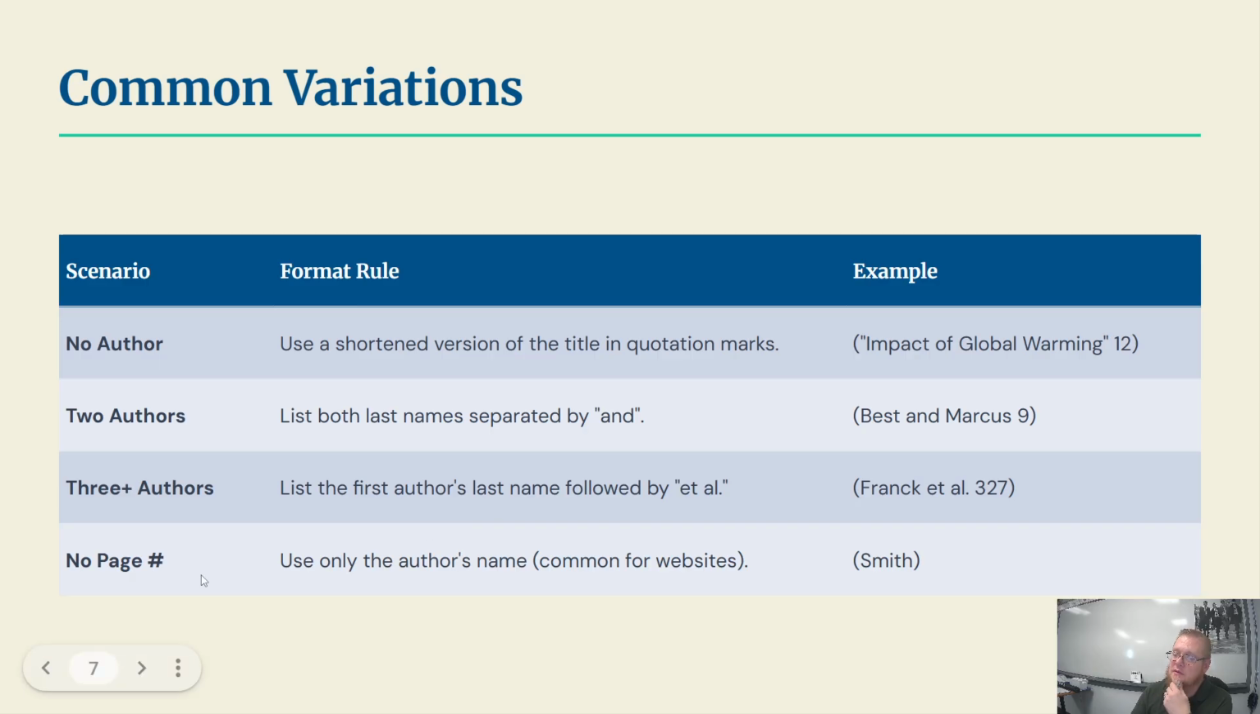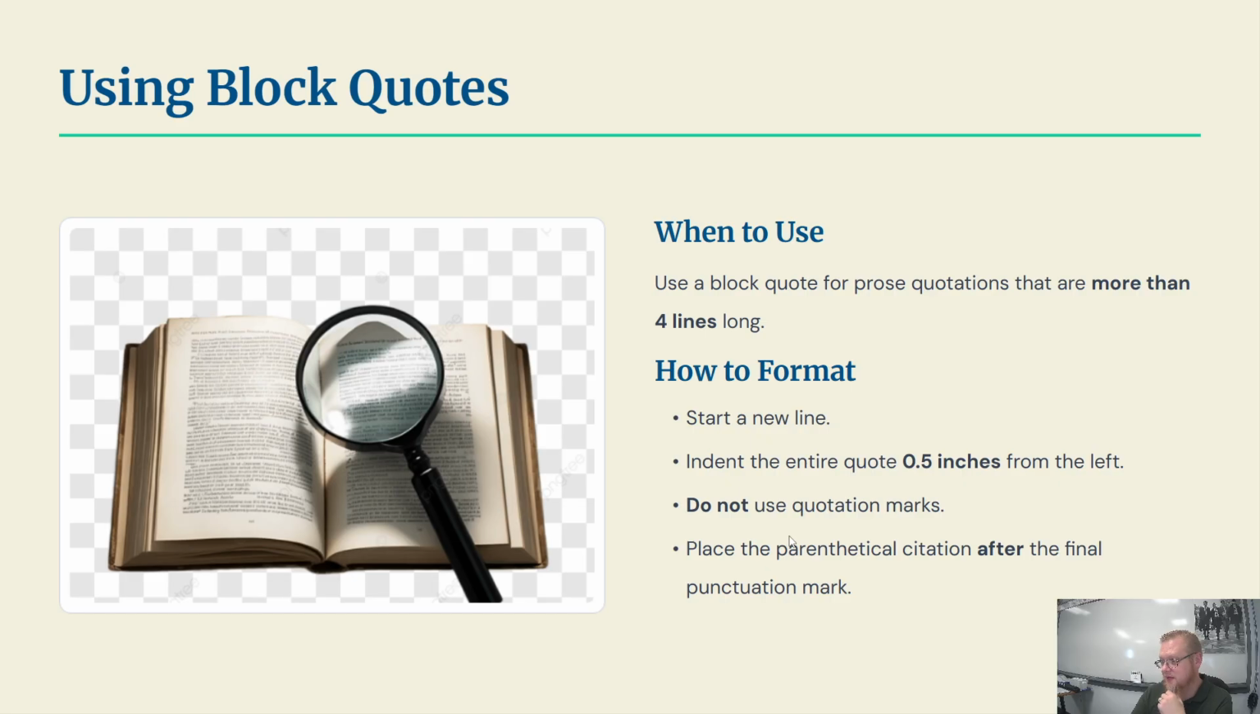And then what happens if there's no page? Why would you not have a page number? Well, websites would not have a page number. Thankfully, the project we're doing, you don't have to worry about this because I provide all your sources for you, and I provided sources that all have page numbers. But in the event that in the future you run into one where it doesn't have a page number, then you just use the author's name. You often find this with websites.